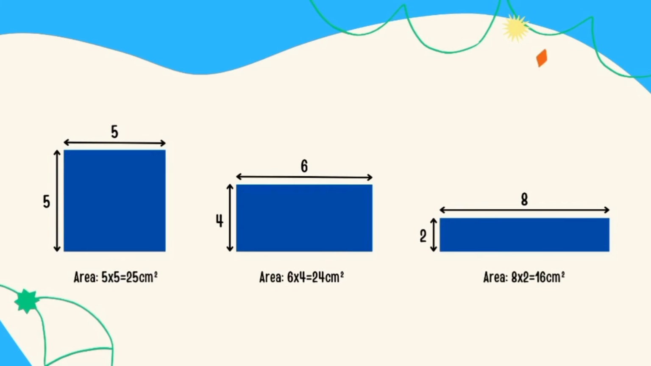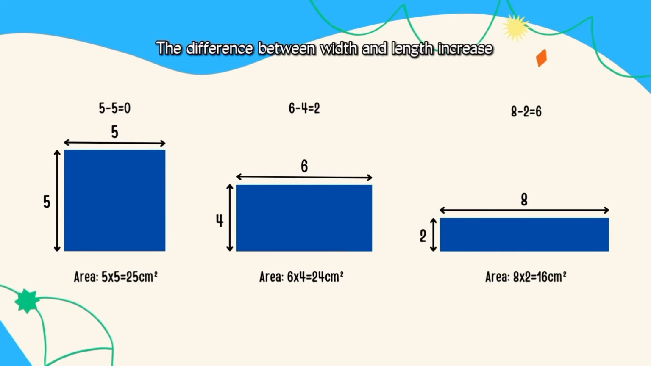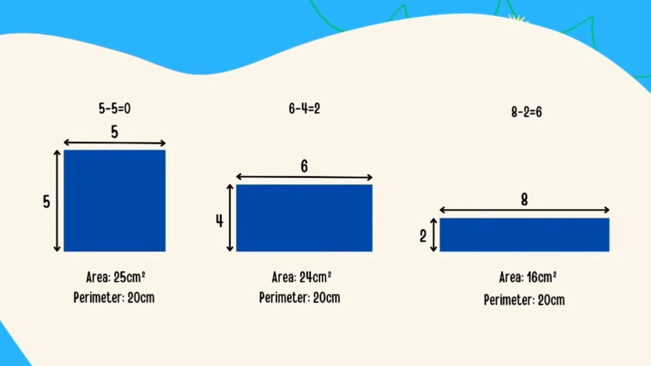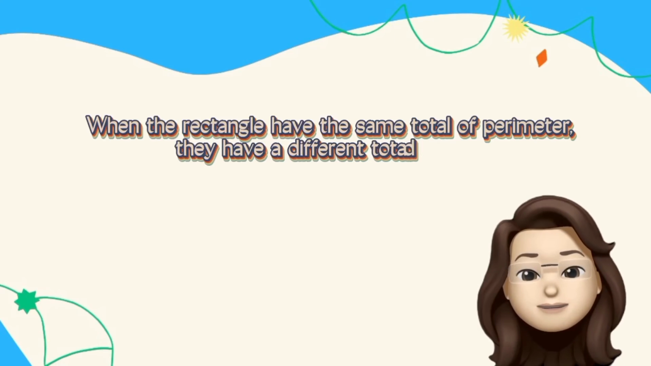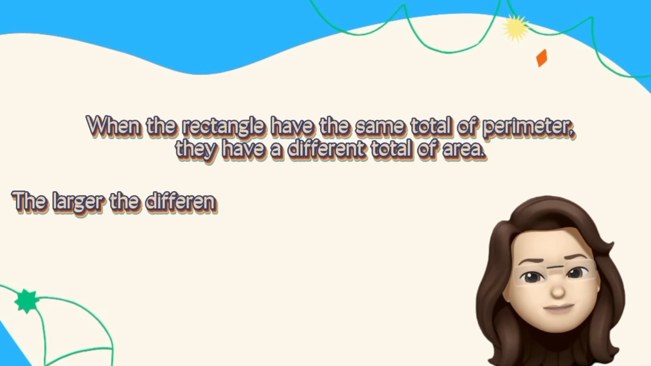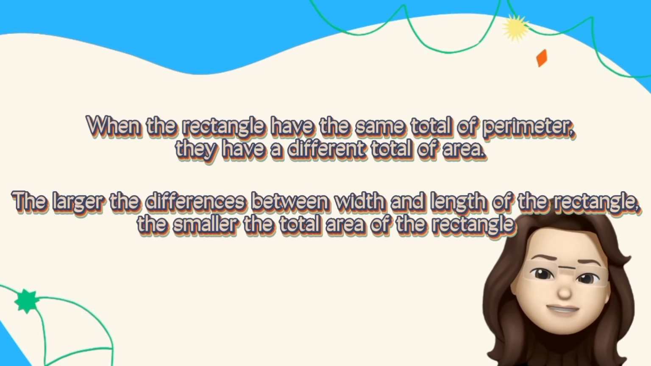Let's relate the differences of width and length with the total of area. You can see here, they have differences between the width and the length. The larger the differences between the width and the length, the smaller the total area of the rectangle. So we can conclude that if different sizes of rectangle have the same perimeter, they have a different total of area. The larger the differences between the width and the length, the smaller the total area of the rectangle.